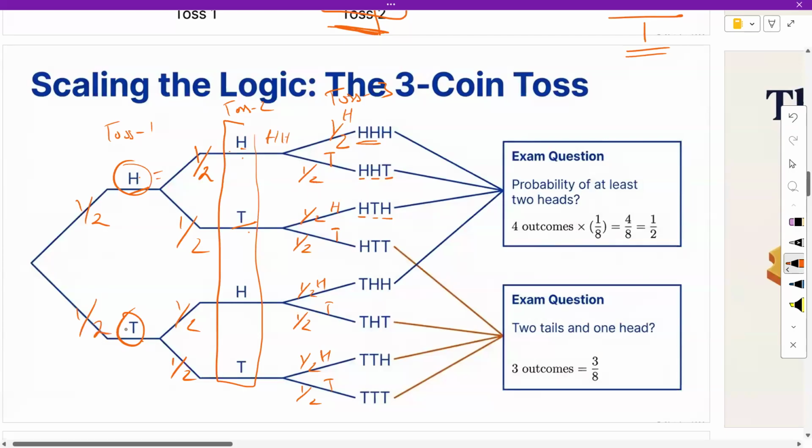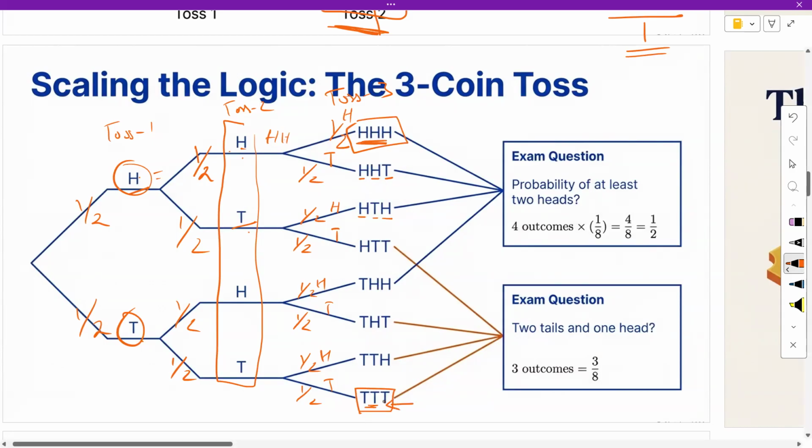Now, when a coin is tossed three times, or three coins are tossed at once, these are the possible outcomes. In those three tosses, we can get exactly three heads. Here are two extremes. When we toss three coins, we can also get exactly three tails. So what's the probability of this? What's the probability of this?